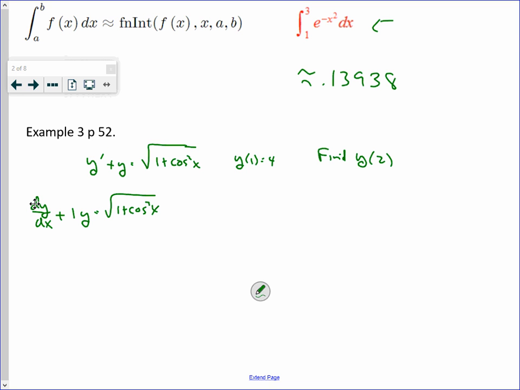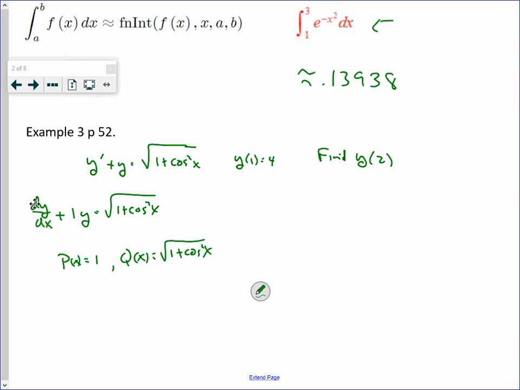Okay. It's dy/dx plus 1 times y. So in other words, p of x is a linear DE, so p of x equals 1. And q of x is the square root function, the square root of 1 plus the cosine squared. Okay.